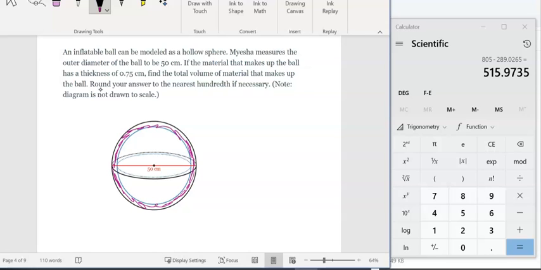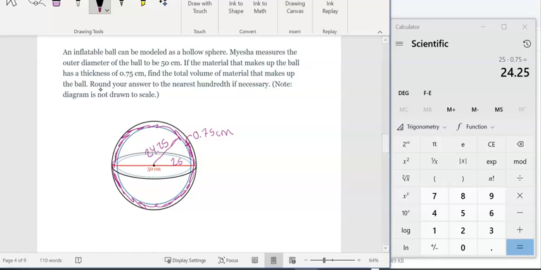And it tells us that the outer diameter is 50 centimeters. So from one outside all the way across to the other outside. It says that the thickness of the material is 0.75 centimeters. So the real trick with this problem is that we have to do a little bit of math to find the inner radius. So the outer radius would be half of 50, which is 25. To find the inner radius, you have to subtract out that 0.75. So I'm going to do 25 subtract 0.75, which is 24.25.